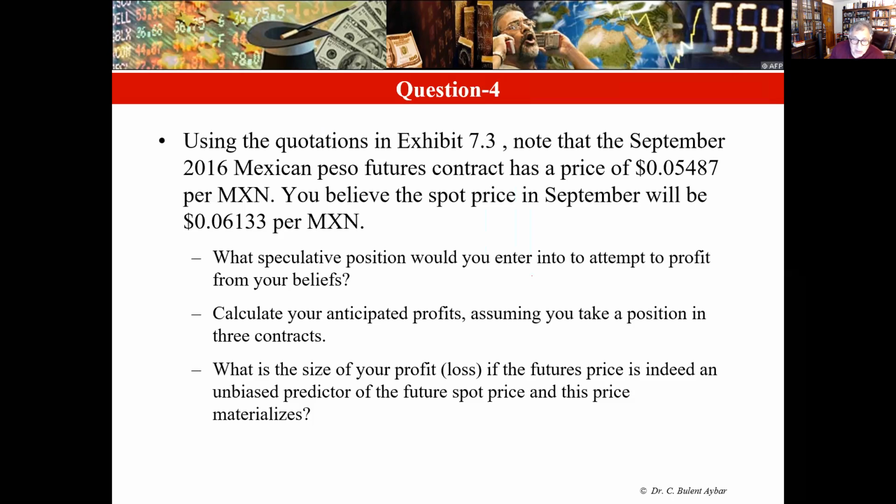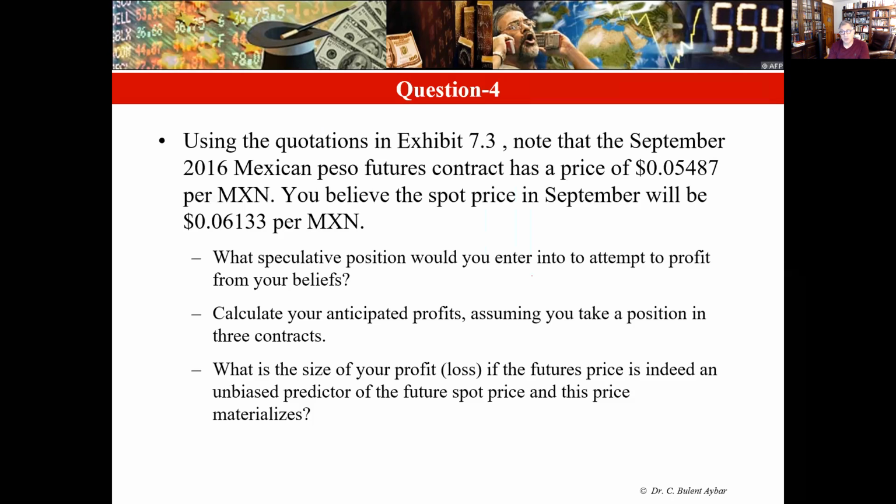So let's go back to the gist of the problem in here. What speculative position would we enter if we see a contract price of 0.05487 today, and we think that in September the price is going to be 0.6133? So this means that actually I could purchase Mexican pesos at a price of 5.48 cents.